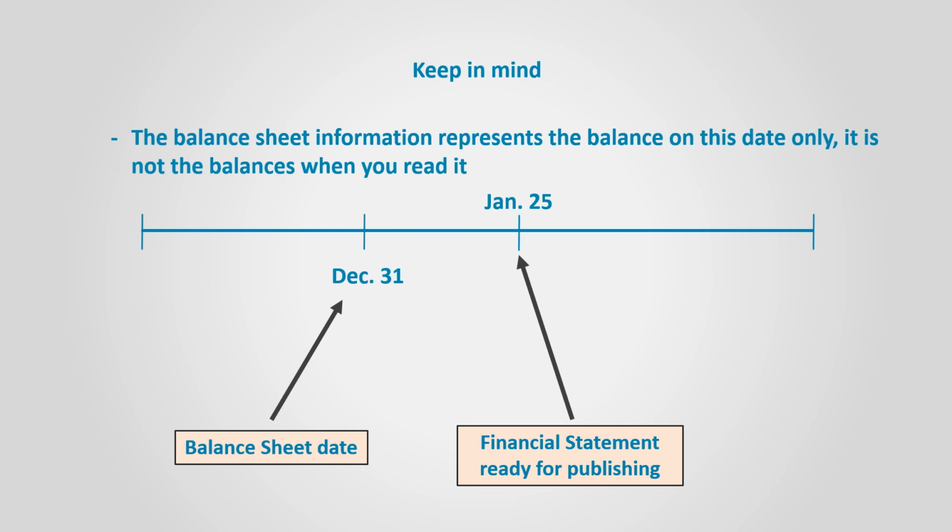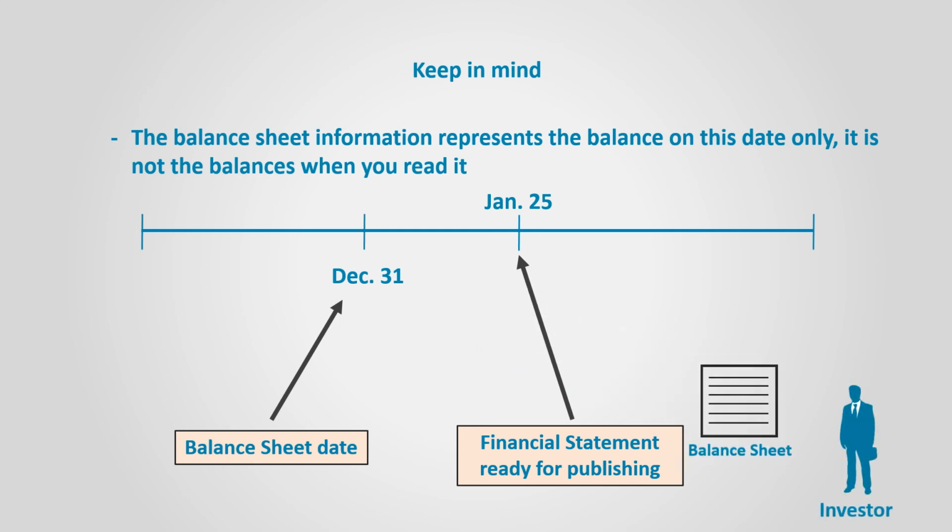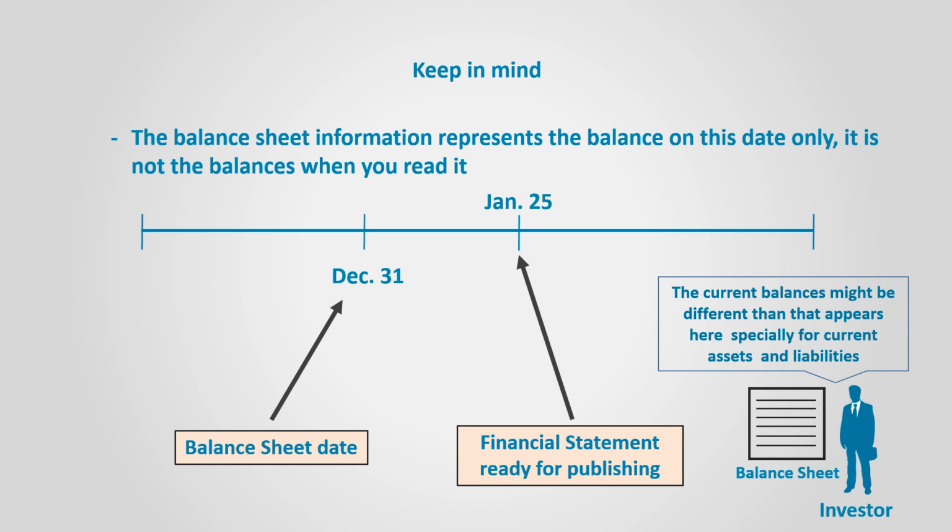Usually, the statement of financial position is published a few weeks later. The reader of the financial statement must know that the balances, when the statement of financial position is actually drawn, are most likely different than those which are present when he or she has received to read and review the financial position.